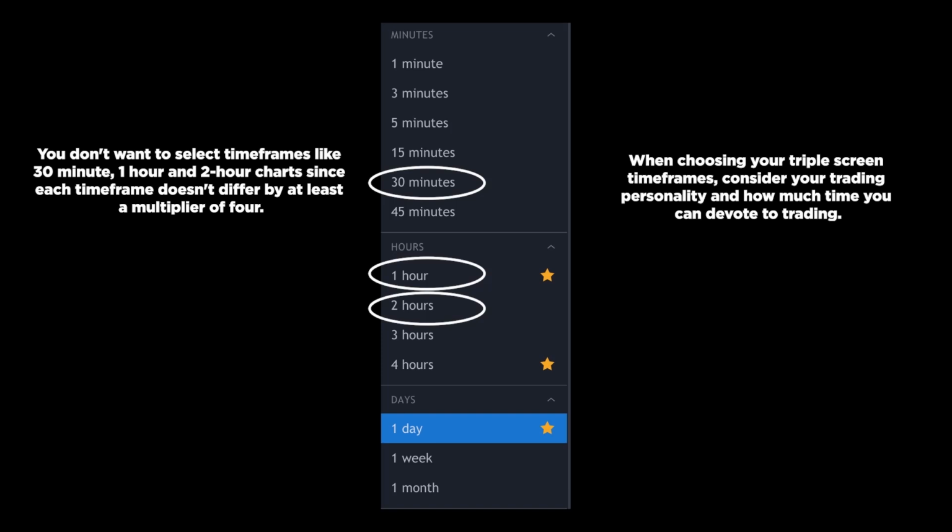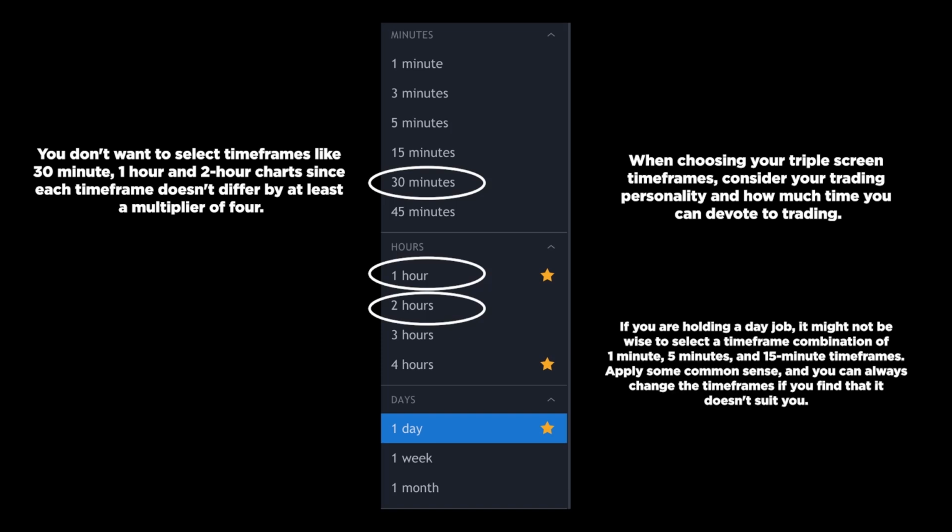When choosing your triple screen time frame, consider your trading personality and how much time you can devote to trading. If you are holding a day job, it might not be wise to select a time frame combination of 1 minute, 5 minutes and 15-minute time frames. Apply some common sense and you can always change the time frame if you find that it doesn't suit you.